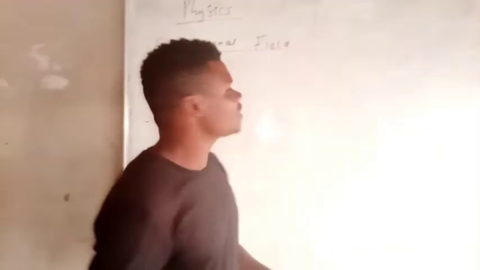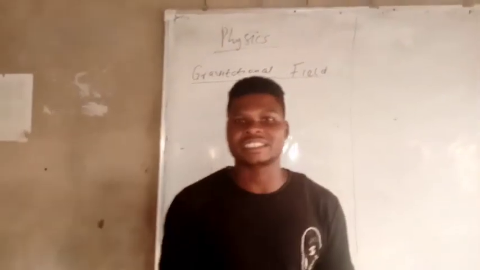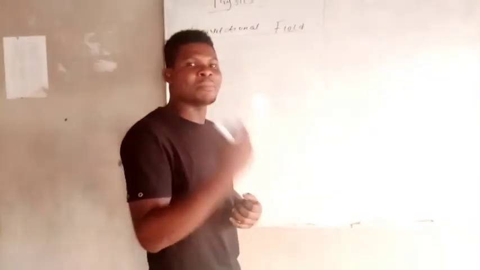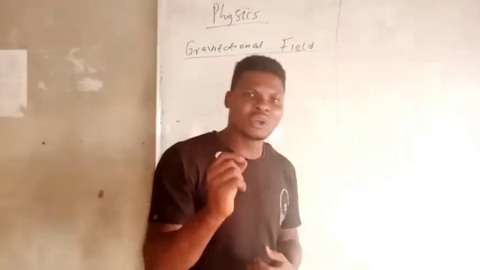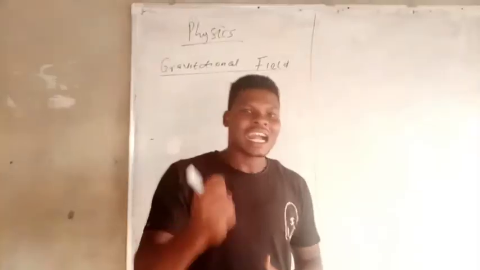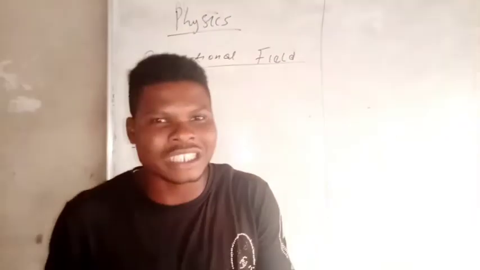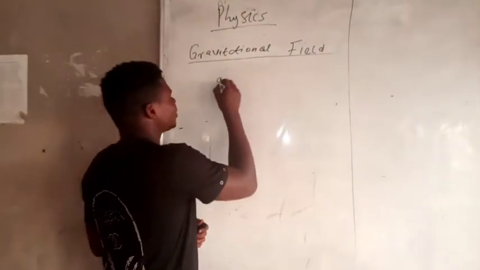Having known what a field is, we are now set to define a gravitational field. A gravitational field is a region or space around a mass where the gravitational influence of that particular mass is experienced. Every known substance which has a mass on the Earth's surface exerts a measurable amount of gravitational force on other objects.